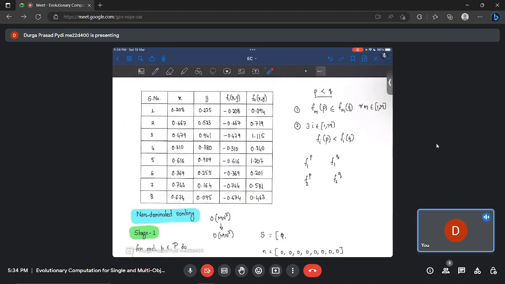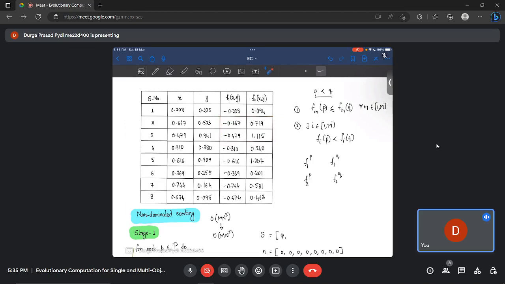Now let's consider 1 and 3. 1 versus 3 will be similar to this, or maybe we can take 2 versus 3. If you consider this pair, 2 versus 3, F1 of 2 is less than F1 of 3, and F2 of 2 is also less than F2 of 3. So the first and second criteria are both satisfied, so 2 is dominating 3.